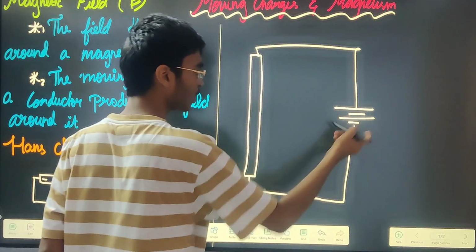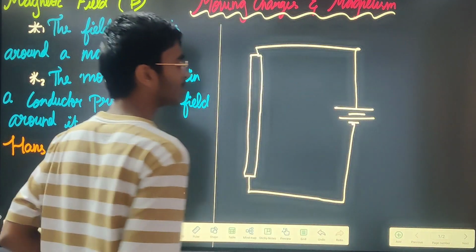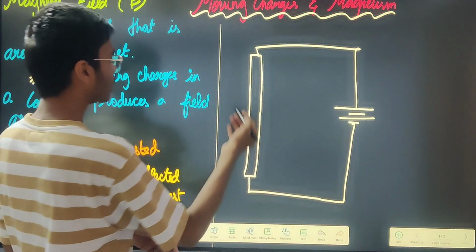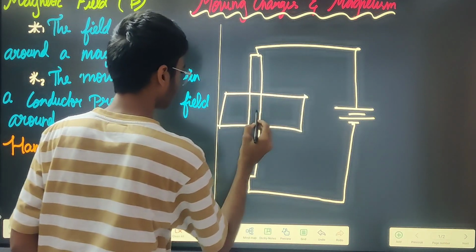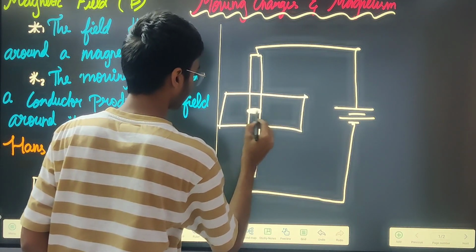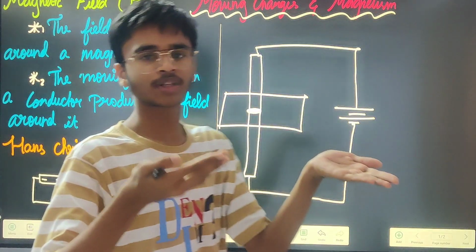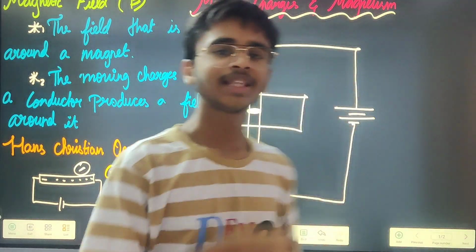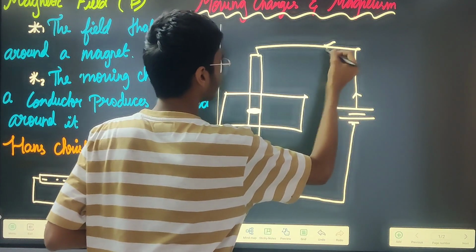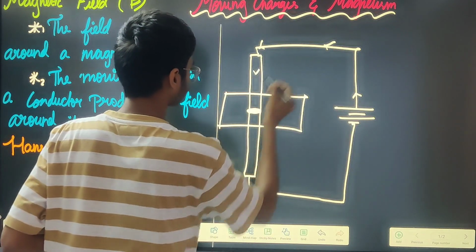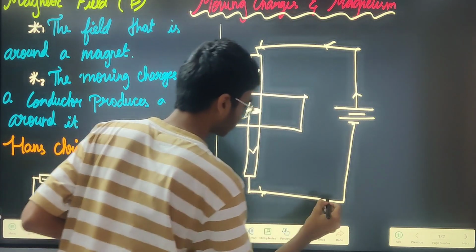Two wires were connected to the battery. Then a cardboard was kept over there. So we all know that there will be current flowing in this conductor. This is the direction.